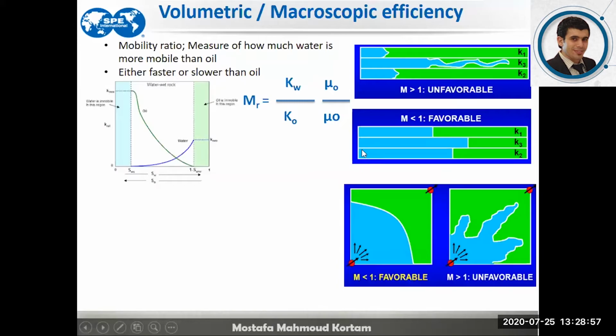While if the mobility ratio is less than 1, this may produce a favorable mobility, where the viscosity of the water is closer to the viscosity of the oil. So we obtain a uniform and gentle flood front and a semi-uniform distribution over the vertical scale of the reservoir that is being subjected to waterflood.